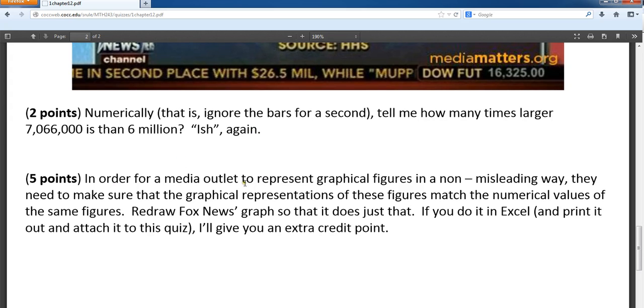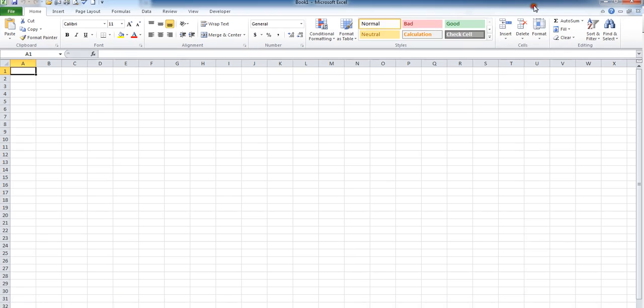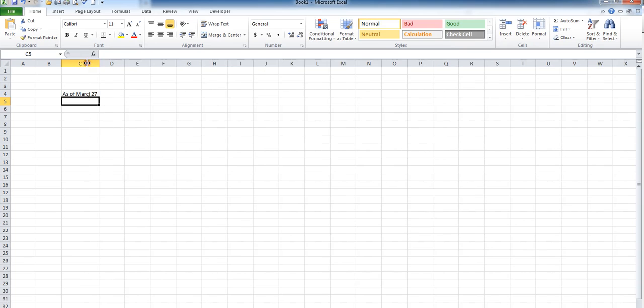In order for a media outlet to represent graphical figures in a non-misleading way, they need to make sure the graphical representations match the same figures. So I'm going to go ahead and do this in Excel, because I know I gave you an extra credit point for doing it in Excel, but I figure it's the easiest way for me to show you how. So, as of March 27th, I believe was what they said. Whoops. As of March 27, and this was the goal. I had a hard time typing today. The goal. Let's make this larger so you can see what's going on too.